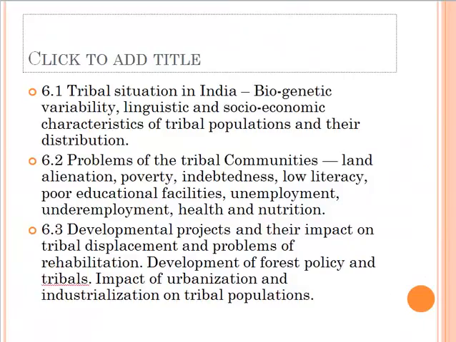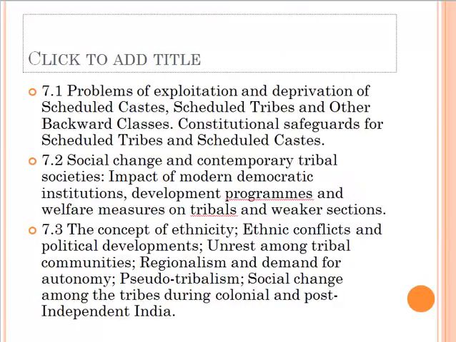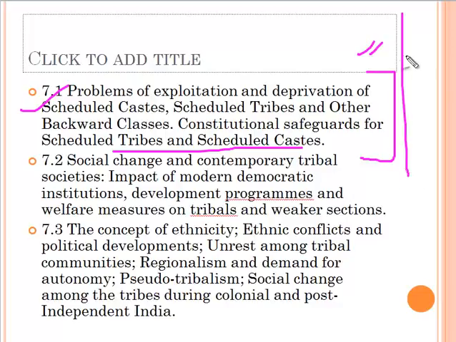Then coming to the next topic, topic 7. Topic 7 is problems of exploitation and deprivation of scheduled castes, scheduled tribes and other backward classes. Constitutional safeguards for the scheduled tribes and scheduled castes. This is a very fixed topic, and you have to write about all the articles that have been given in the Constitution. Say, for example, Article 338, 333, 342, then Schedule 5, Schedule 6, Articles 19, 18, 17 and all those things. Then Articles 46, 45.